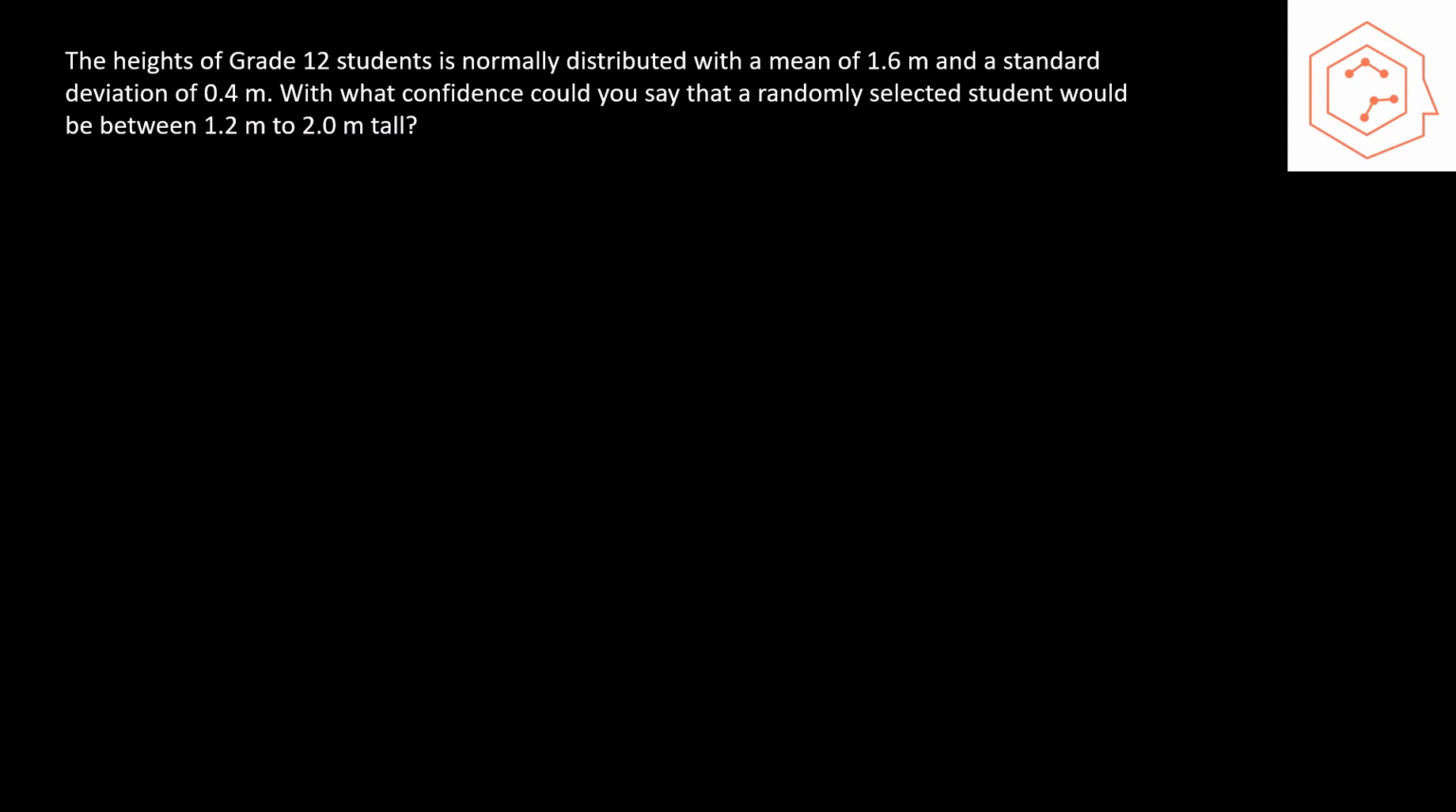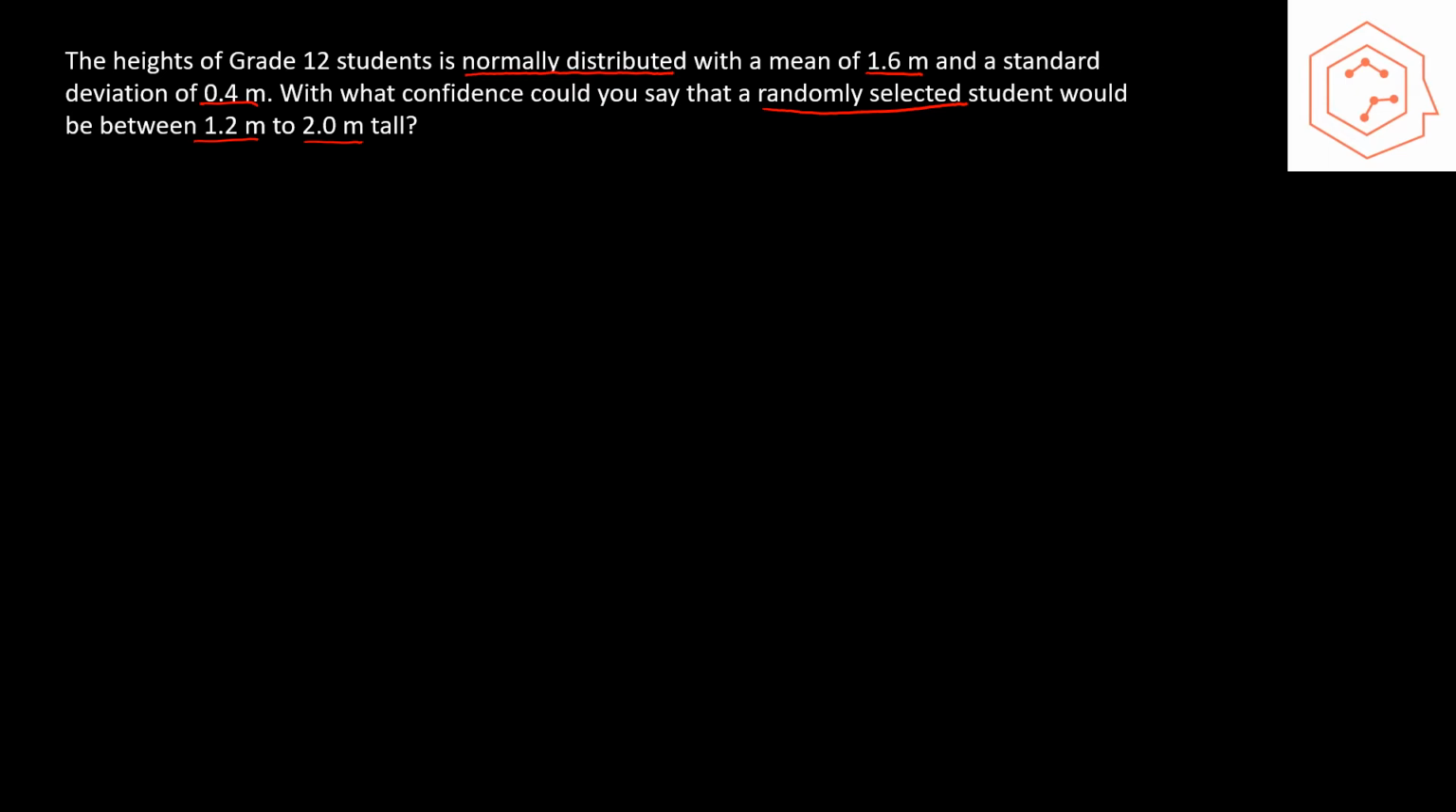So now we have an example where we can use the empirical rule. We have the heights of grade 12 students being normally distributed, and so right away we have validation that we can use the empirical rule since our distribution is going to be normal. The distribution has a mean of 1.6 meters and a standard deviation of 0.4 meters, and we want to know with what confidence we can say that a randomly selected student would fall between 1.2 meters and 2.0 meters. So you could solve this problem with z-scores. However, it's specifically made to be solved with the empirical rule.